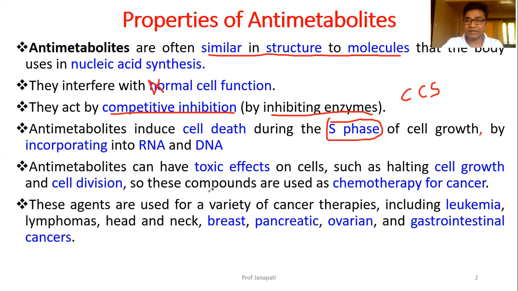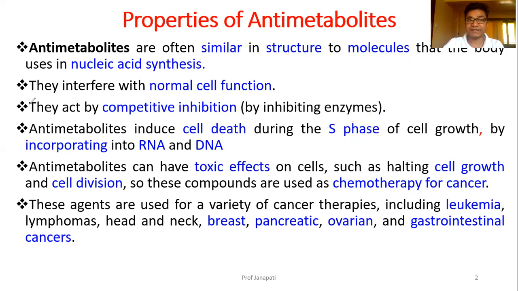Now, what is the beauty of these drugs is that they are very well used in multiple cancers, especially leukemia, lymphomas, head and neck, breast cancer, pancreatic, ovarian cancer, and gastrointestinal cancers. So these are some of the properties of these drugs which are acting as anti-metabolites.